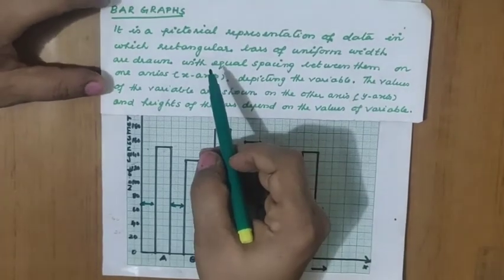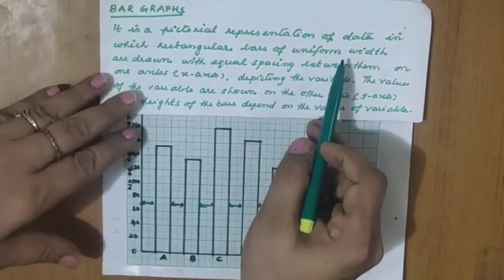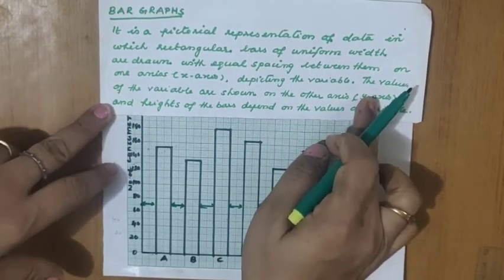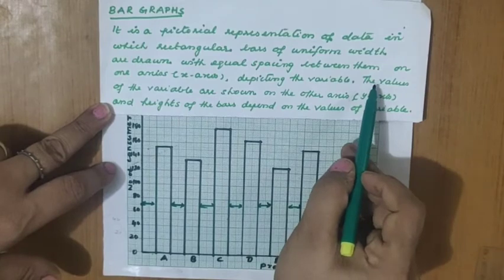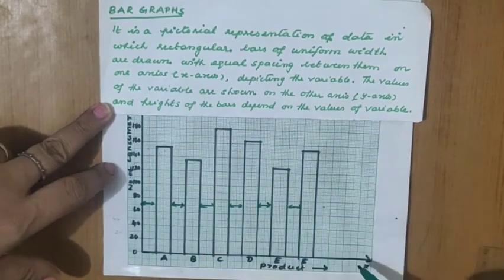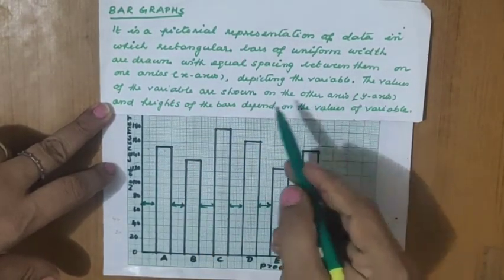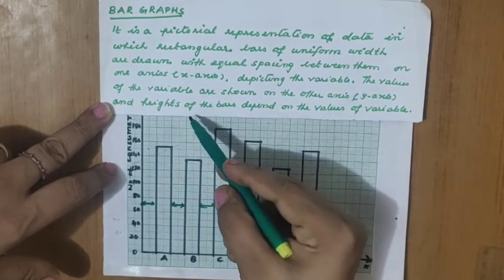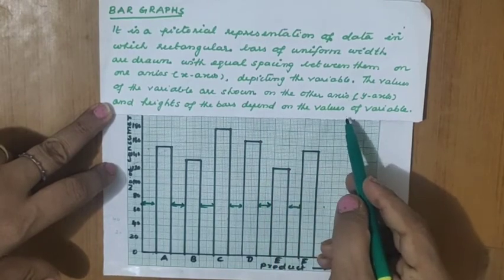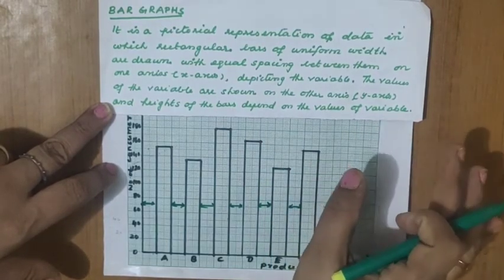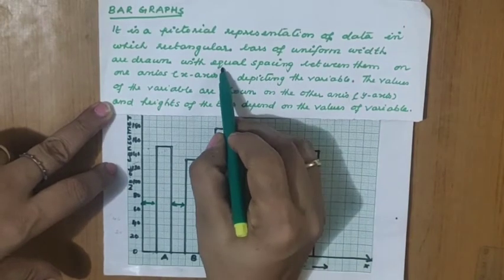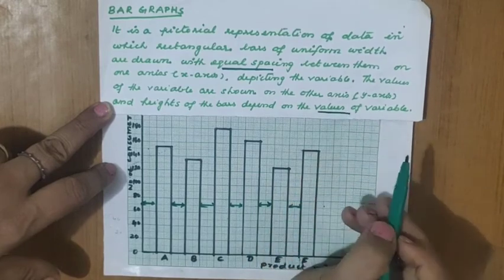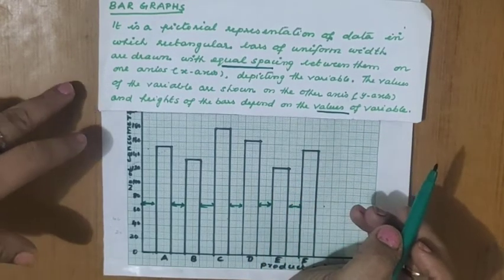So what is meant by a bar graph? It is a pictorial representation of the data in which rectangular bars of uniform width are drawn with equal spacing between them on one axis, that is the x-axis, depicting the variable. The values of the variable are shown on the other axis, that is the y-axis, and the heights of the bars depend upon the value of the variable, that means frequency. So the two important points we have to remember are the equal spacing between them, and the height depending upon the value of the variable.